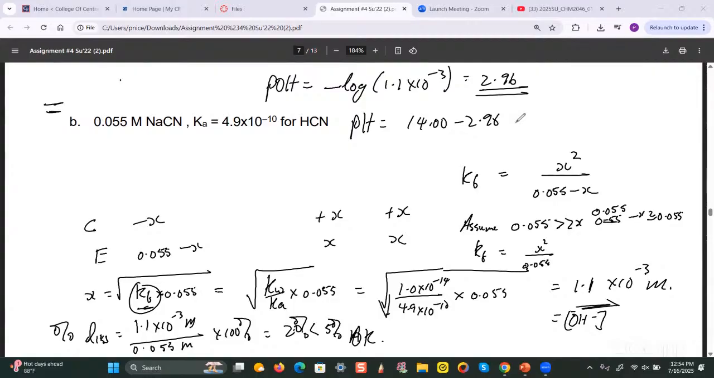And I got 11.04 as the final answer. All right? Any questions about this one? Any questions?